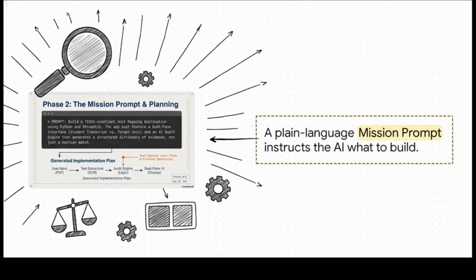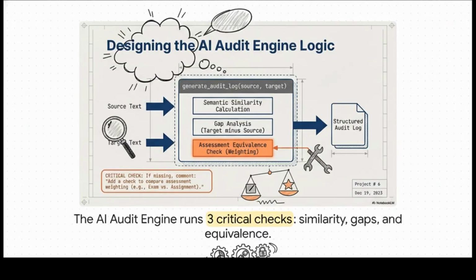Okay, so how do you even kick this whole thing off? You just talk to it. You give the planner agent its mission in simple, plain English. I mean, look at this prompt. It's not complicated code. It's just a clear instruction telling the AI what to build. And it's very specific, demanding things like a dual-pane interface and, most importantly, an evidence-based audit engine. And based on that simple prompt, the planner gets to work designing the AI audit engine. Now, this is not just some simple keyword match.